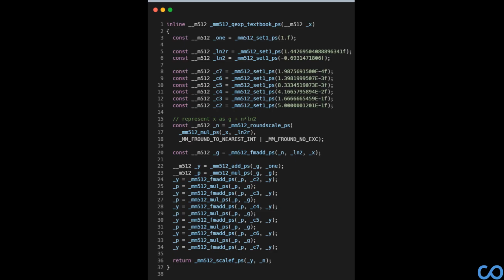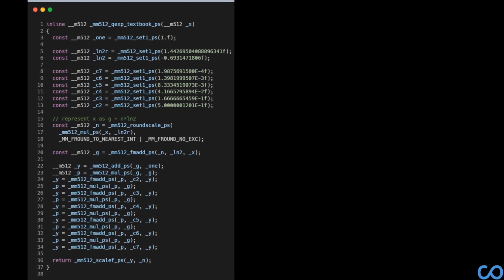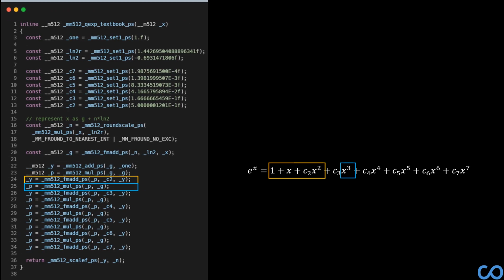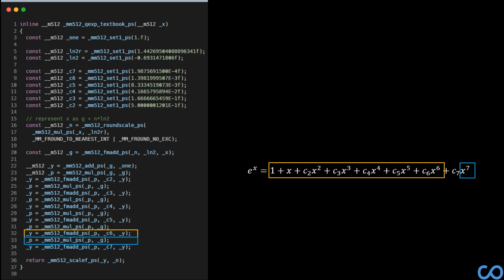In addition to vector parallelism, the textbook approach also allows parallelizing calculations, for example, in lines 22 and 23, in lines 24 and 25, 26 and 27, and so on, by executing instructions out of order. The execution of the program is also slightly accelerated by the use of fused multiply add (FMA) instructions.